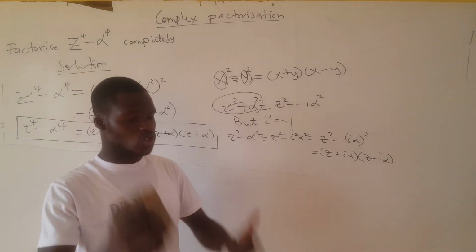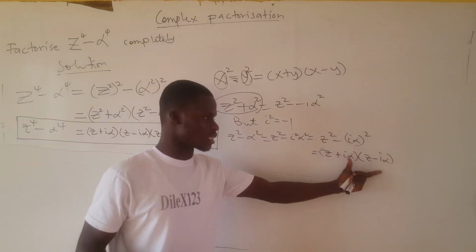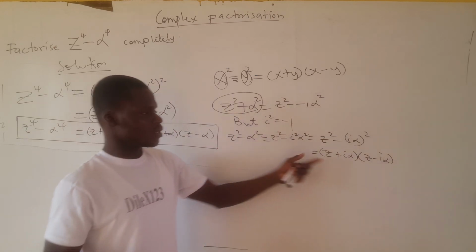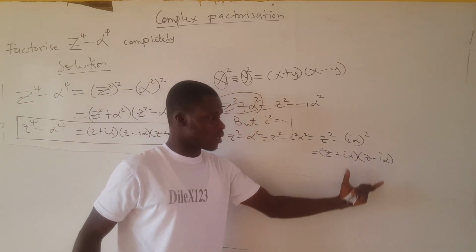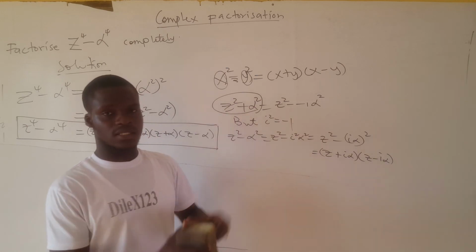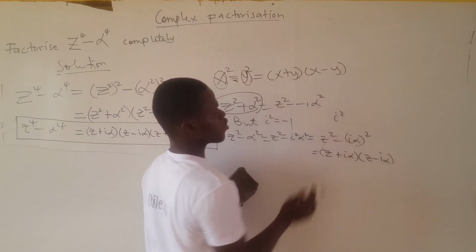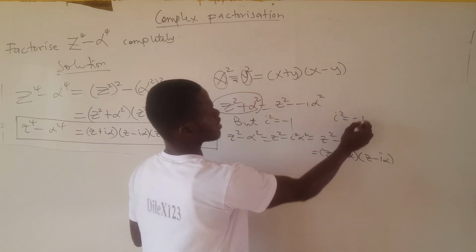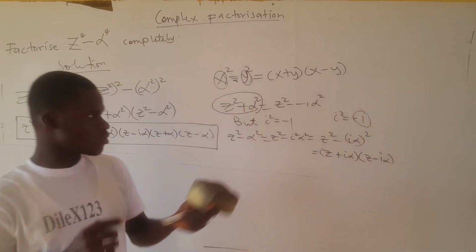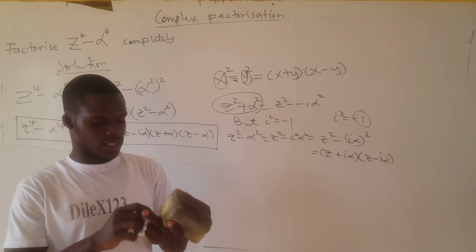In order for you to be sure that this expression is correct, you can try expanding it. When you expand it, you get an i squared somewhere. When you get the i squared, you put negative 1 there. When you do that, you see that you get z squared plus alpha squared as the answer.